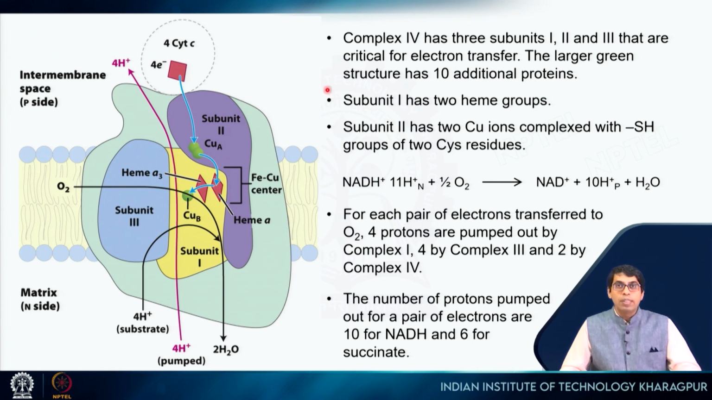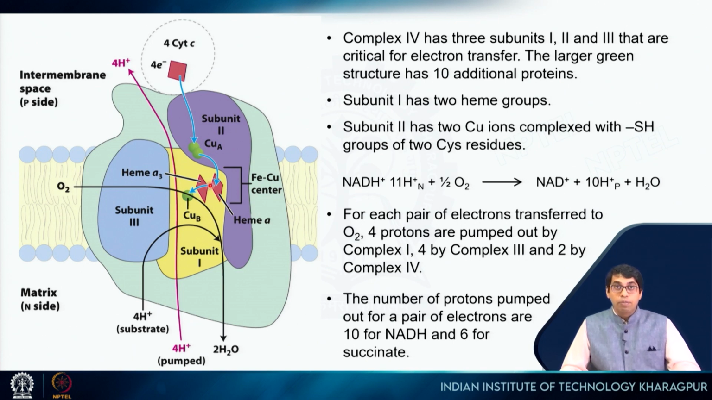Okay, so this is complex 4, and this is the detail of complex 4. It has 3 subunits, 1, 2 and 3, which are critical for this electron transfer. The larger green part shown here is a structural protein and it has 10 additional proteins. Subunit 1, shown in yellow, has 2 heme groups. Subunit 2, shown in purple, has 2 copper ions complexed with the thiol groups of 2 cysteine residues. So in this case a cofactor is copper.